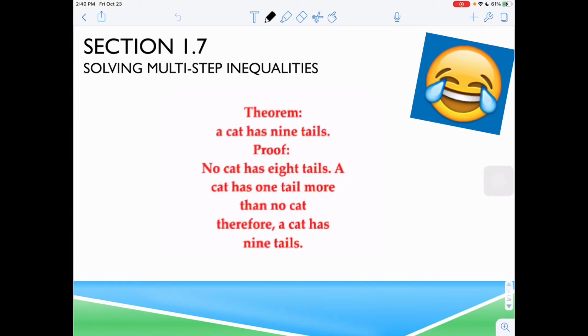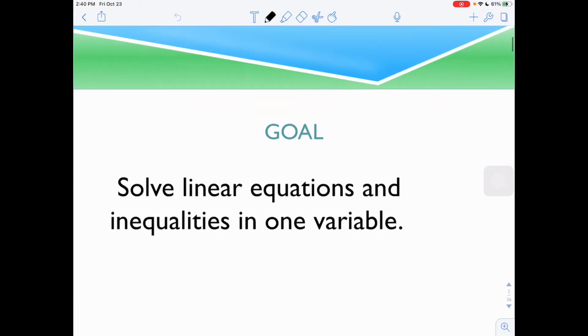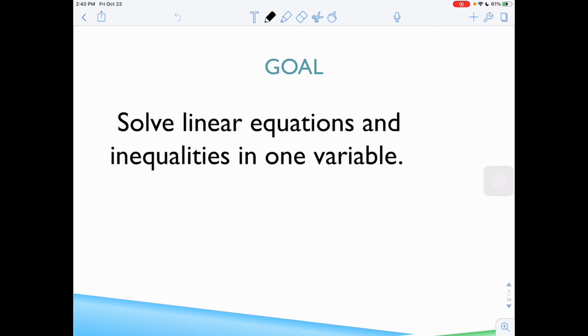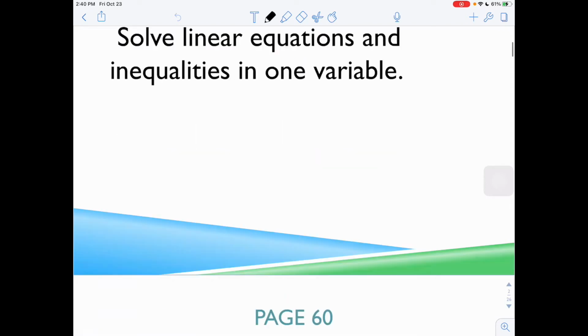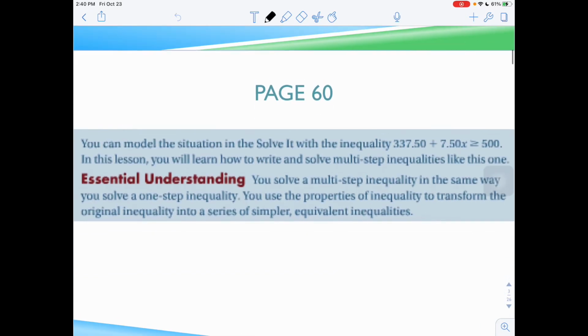Section 1.7 is solving multi-step inequalities. Our goal is to solve linear equations and inequalities in one variable. On page 60, we have: you can model the situation and solve it with the inequality 337.50 plus 7.50x is greater than or equal to 500.